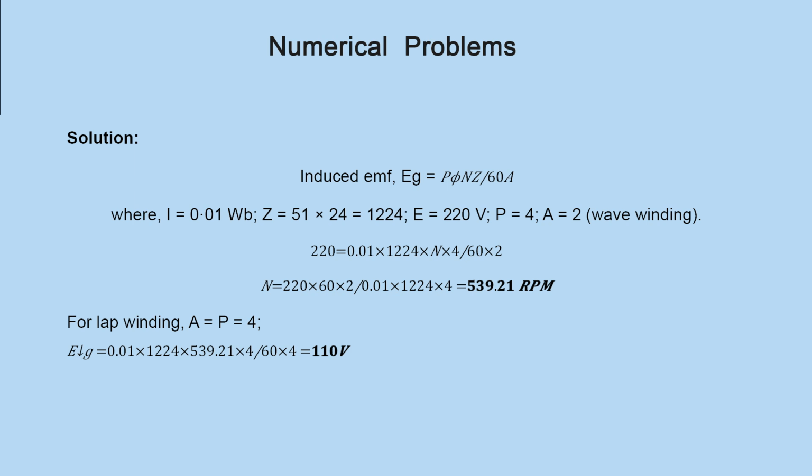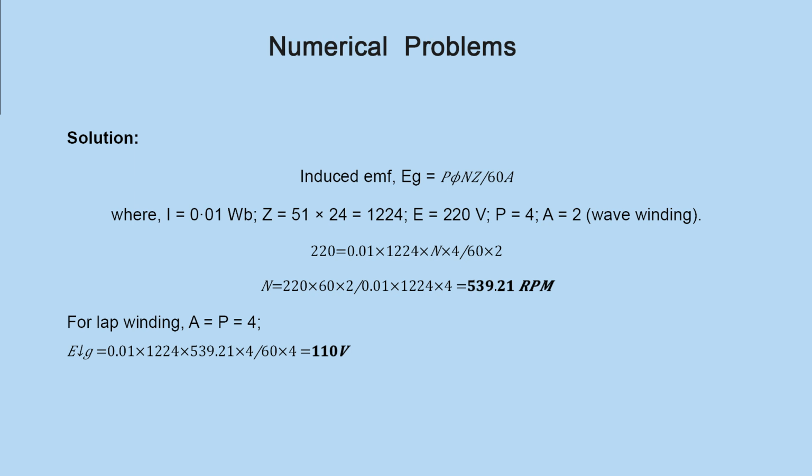And induced EMF is 220 volt, given in the first case when it is wave wound. In the case of wave wound, A is equal to 2, and since it is a 4-pole machine, P is equal to 4. Substituting those values in the formula of induced EMF, you will get the speed. So what speed will you get? You will get the speed as 539.21 RPM, which is closely equal to 539 RPM.